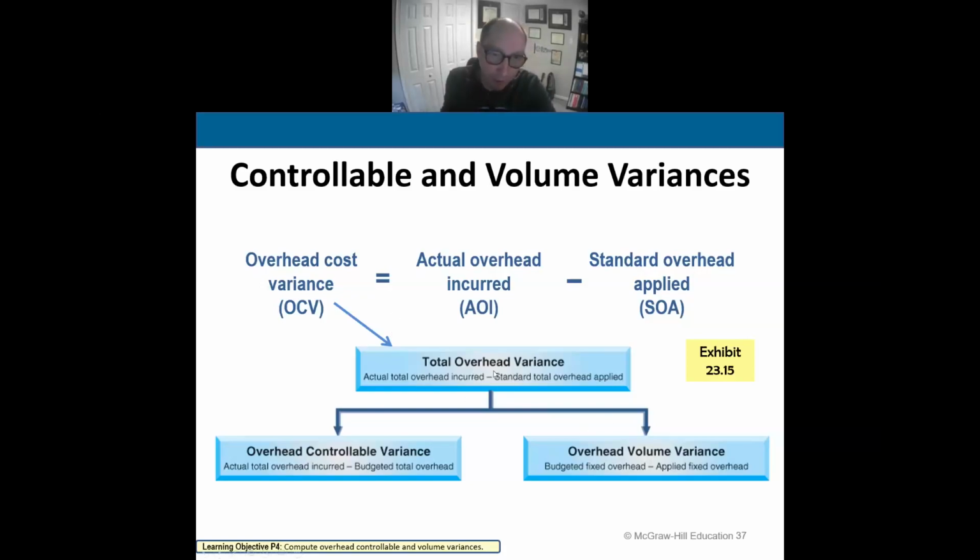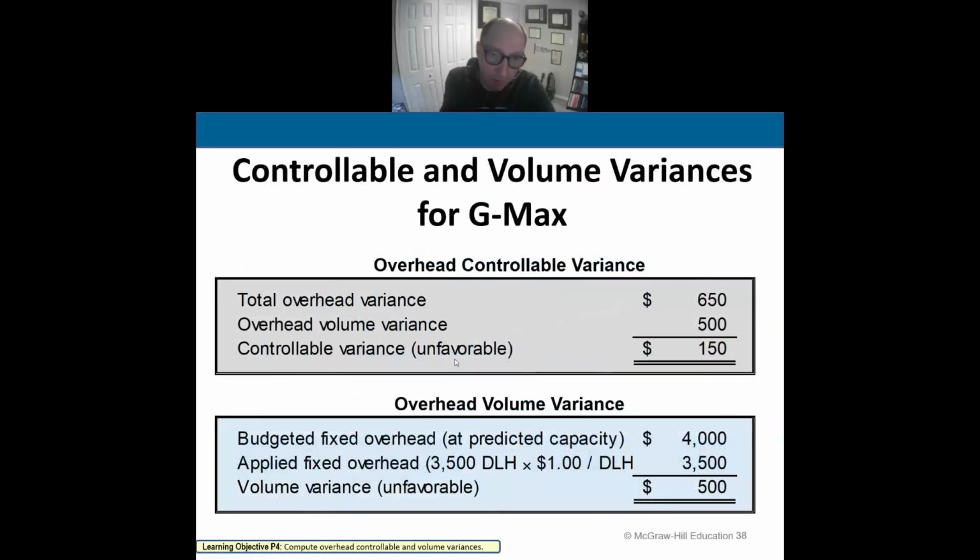That gets us to the total overhead variance. Looking at our example, our total overhead variance is $650. Our overhead volume variance is $500, giving us a controllable unfavorable variance of $150. For overhead volume variances, we take the budgeted minus the applied to get a volume variance. The volume variance is unfavorable by $500.